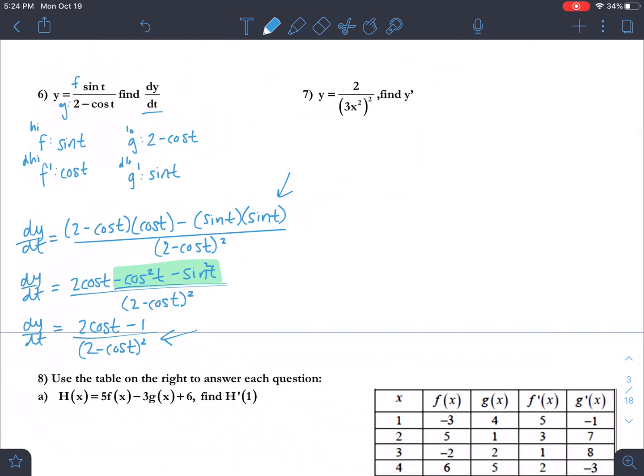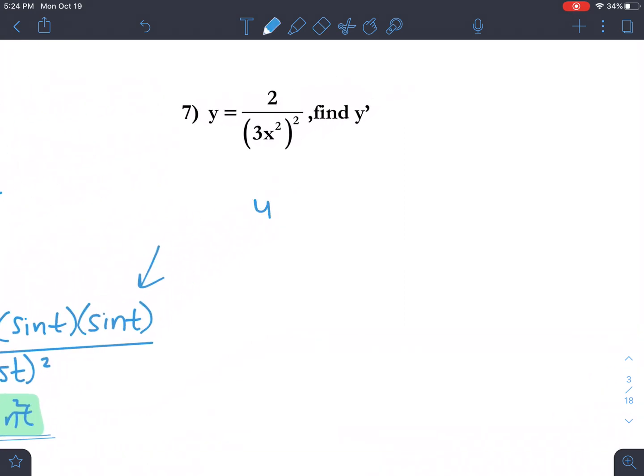Okay, and number 7, this one I wanted to just bring up because actually it should be easier than what we've done, and I want you to notice because it's 2 divided by a function. 2 is a constant. So again, if one of these is a constant, we can probably treat this like we did before. Okay, so if we start off this problem and rewrite it as y equals, this would be 2 over 9x to the 4th, right? Square each one of these. And we can just rewrite that as 2/9 x to the negative 4th.